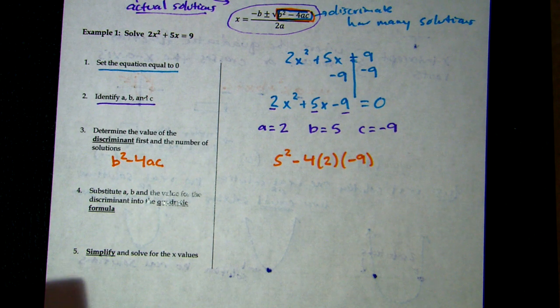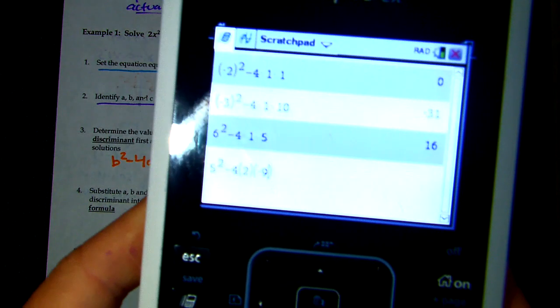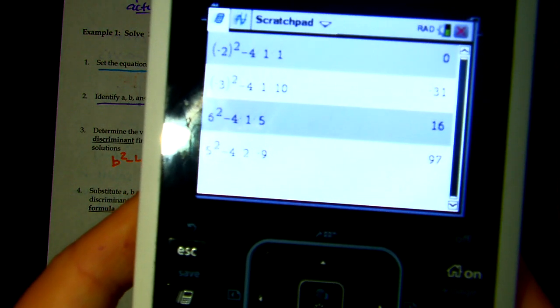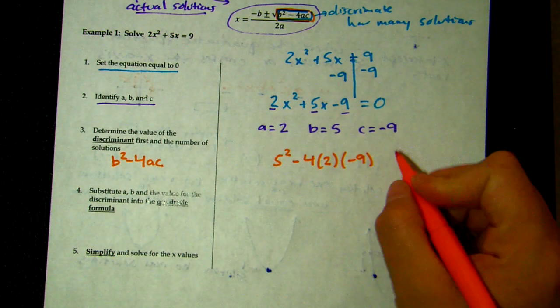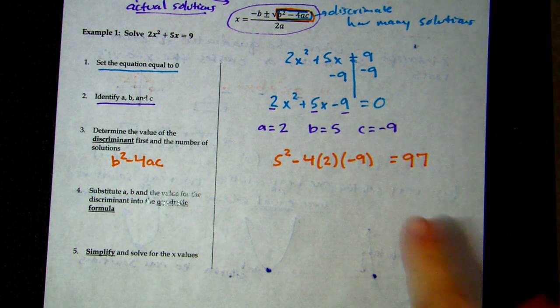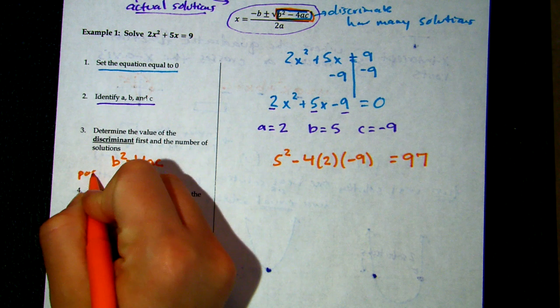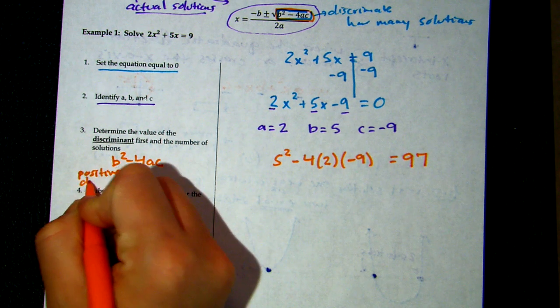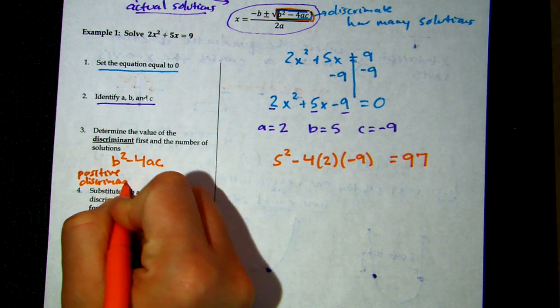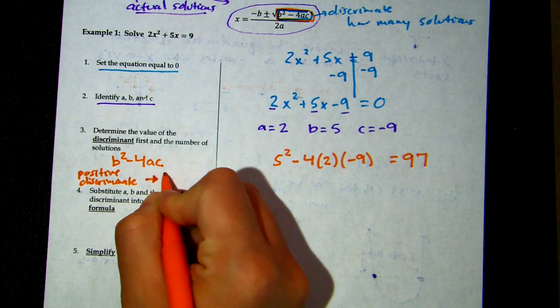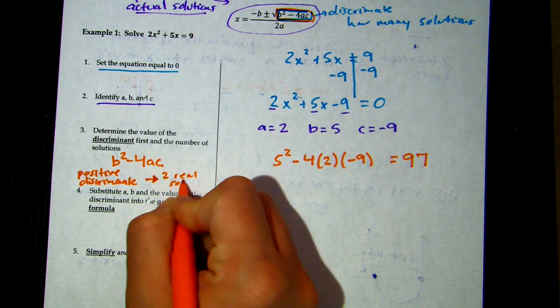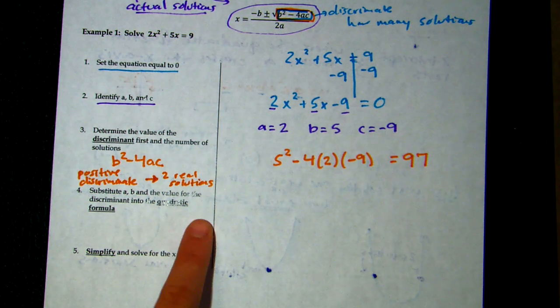I'm going to plug that into my calculator. 5 squared minus 4 times 2 times negative 9, and when I plug that into my calculator, I get 97. My discriminant here is positive. So a positive discriminant means there are 2 real solutions. So I should get 2 answers at the end of this.